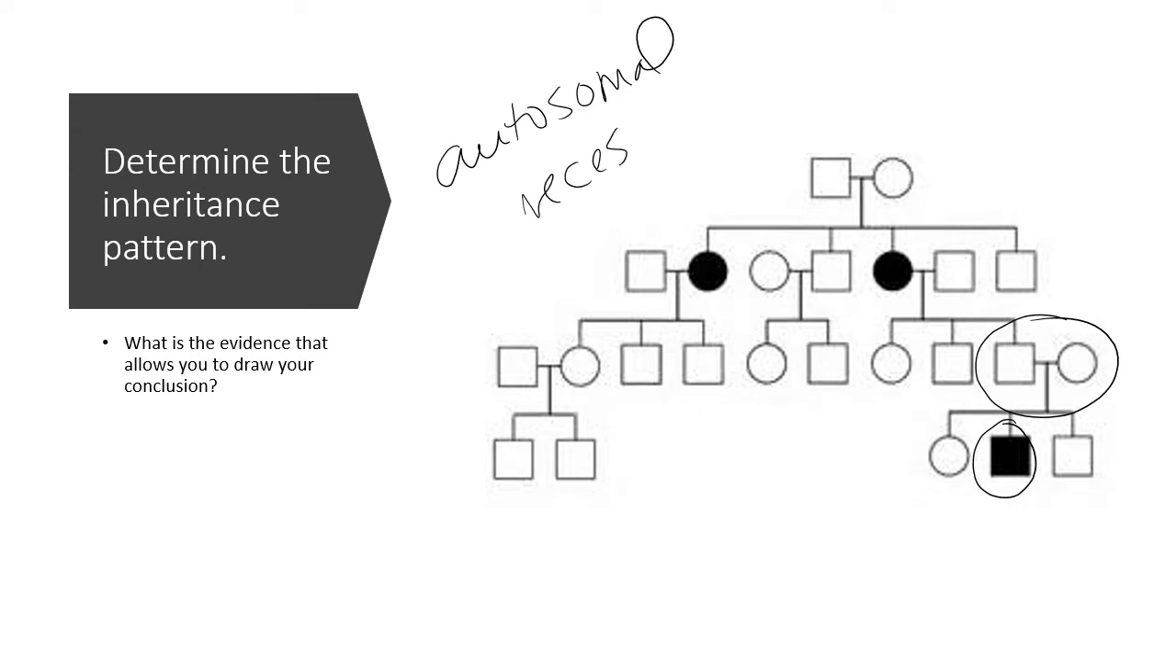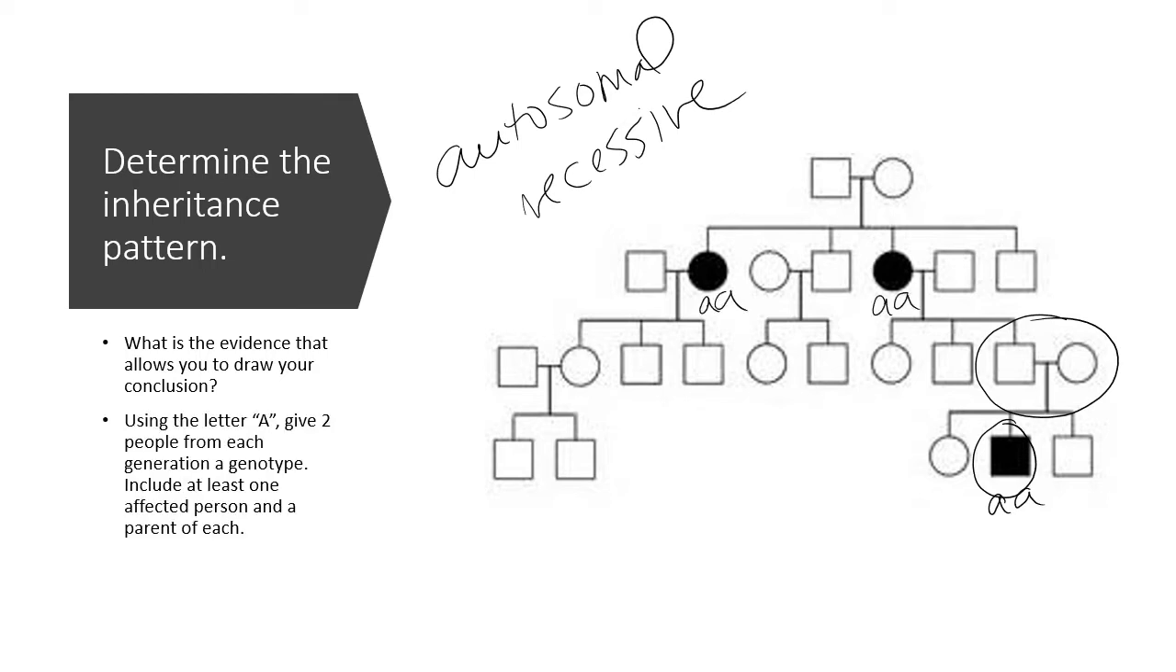Autosomal recessive trait. Okay, so if it's autosomal recessive, that means this person is little a, little a. So taking a look at this parent right here, I know that they had a kiddo who's little a, but they don't have it themselves, so they must be big A, little a, because they had to pass on both little a's to their offspring.